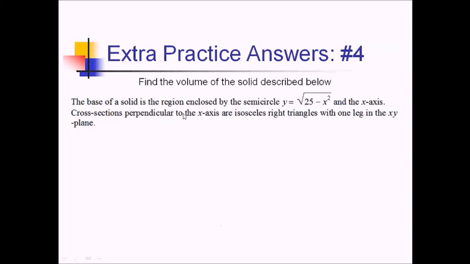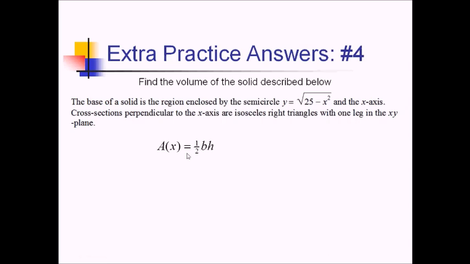On this problem, the base of a solid is the region enclosed by this semicircle here and the x-axis. Cross-sections perpendicular to the x-axis are isosceles right triangles, with one leg in the xy plane. So if I want the volume of this, let me start by writing the area of my cross-sections in terms of x. So I can write A of x in general equals 1/2 base times height.